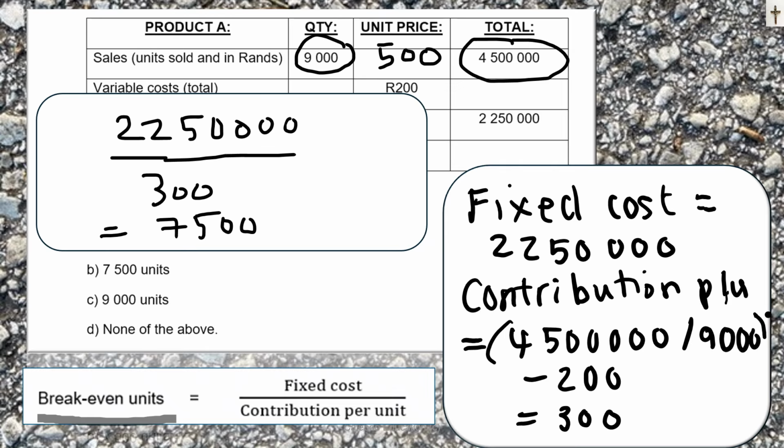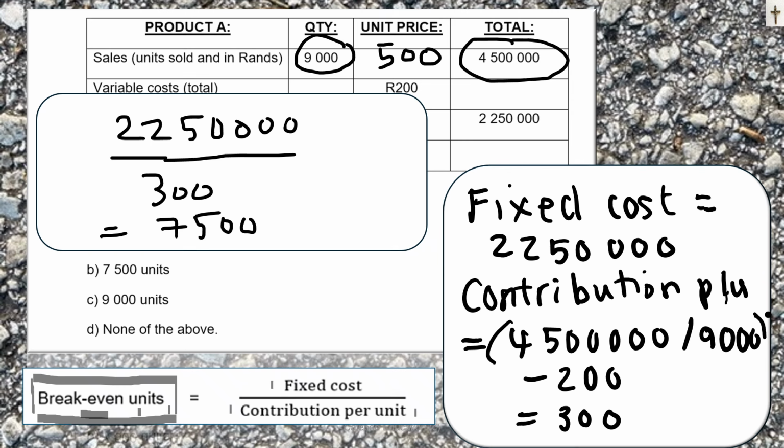So how do we calculate the number of units where we break even, where income is equal to expenses? How many units need to be produced and sold for the company to break even? So the break-even number of units, you need to know these formulas and how to calculate the different parts of the formula. So break-even units is equal to the fixed cost divided by the contribution per unit.